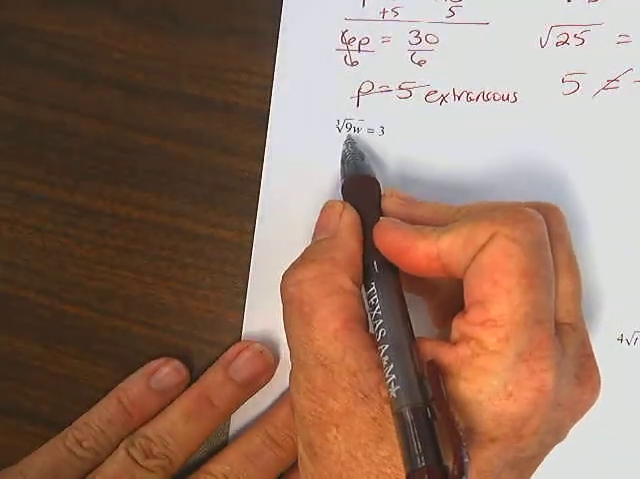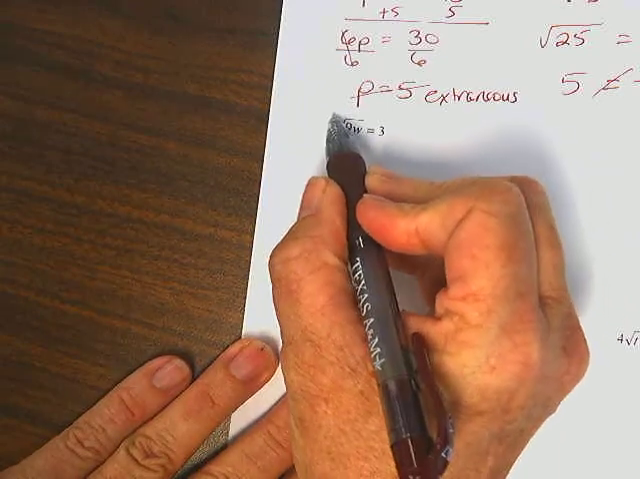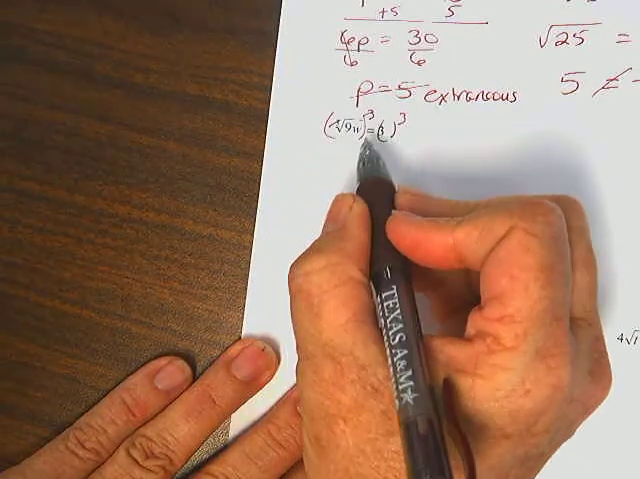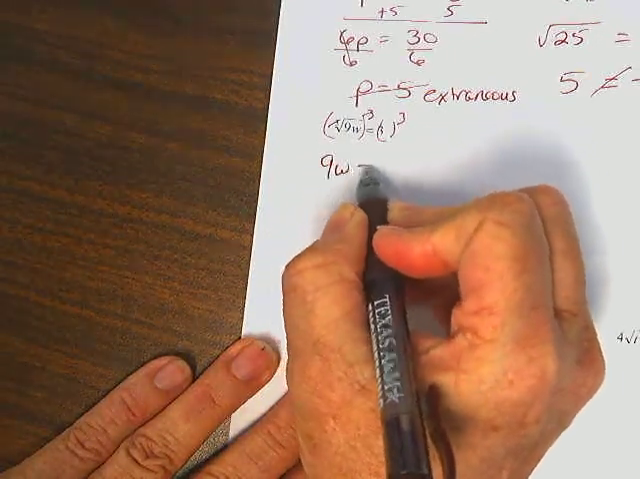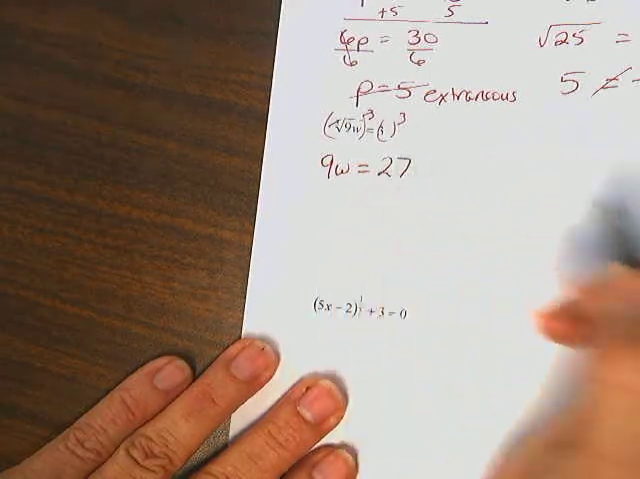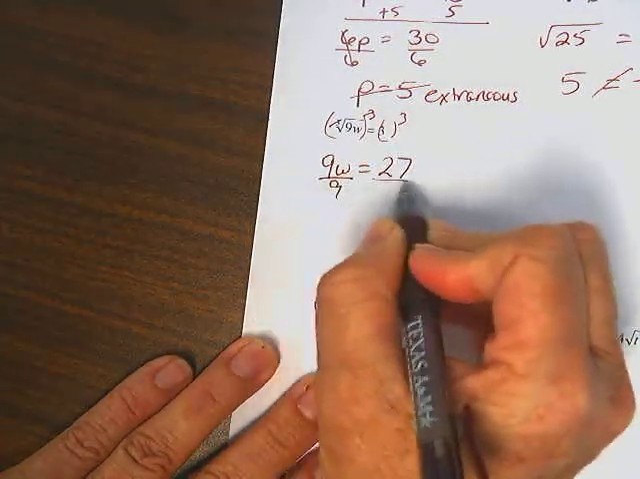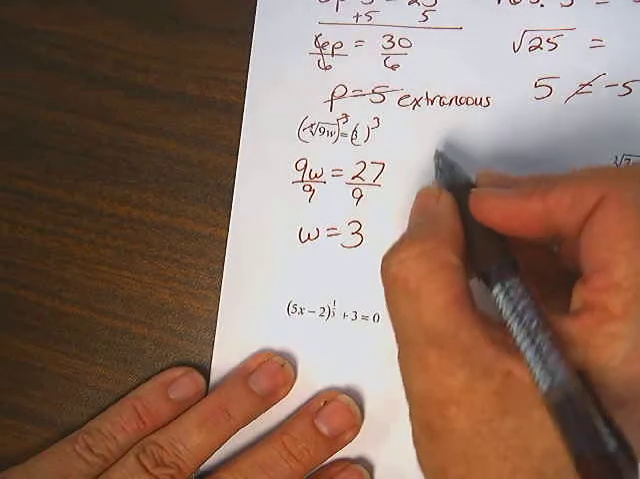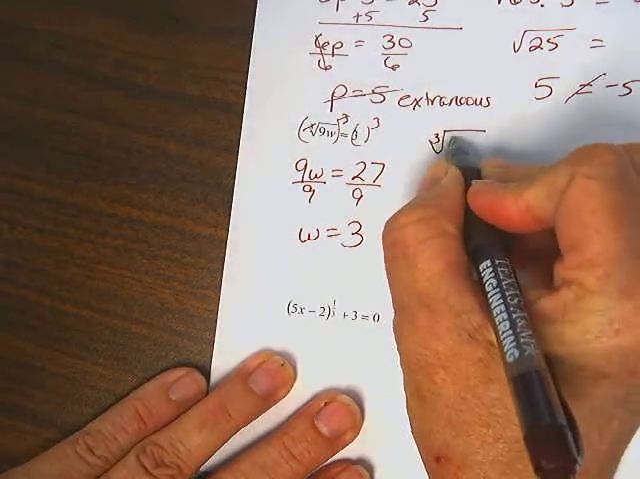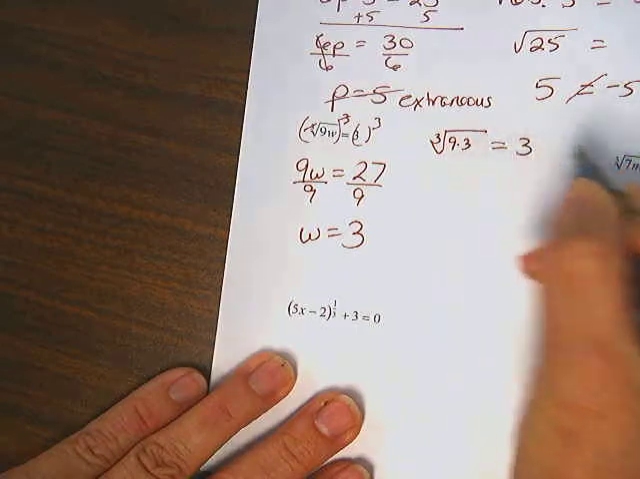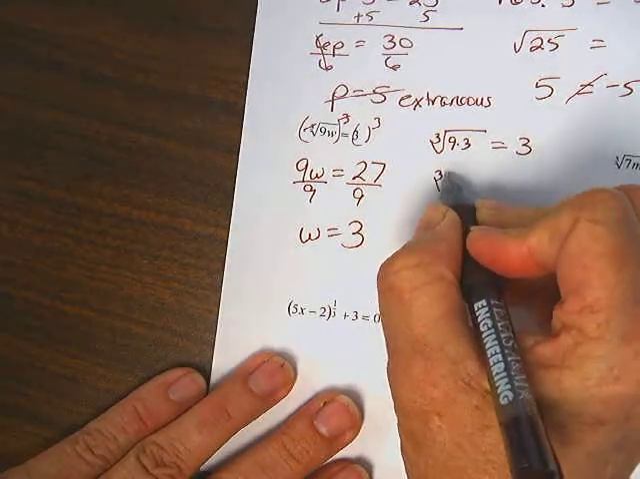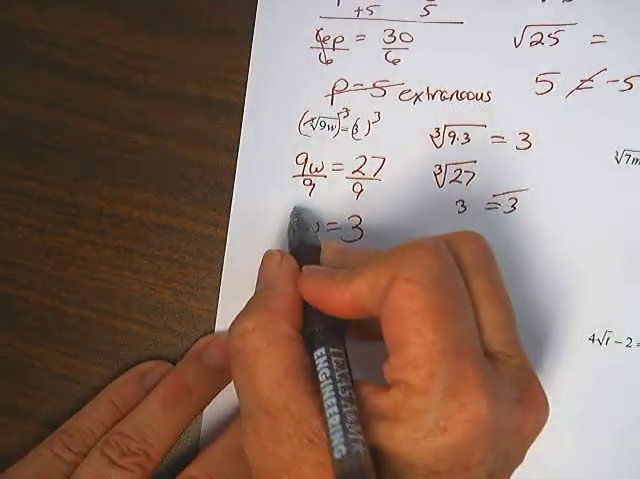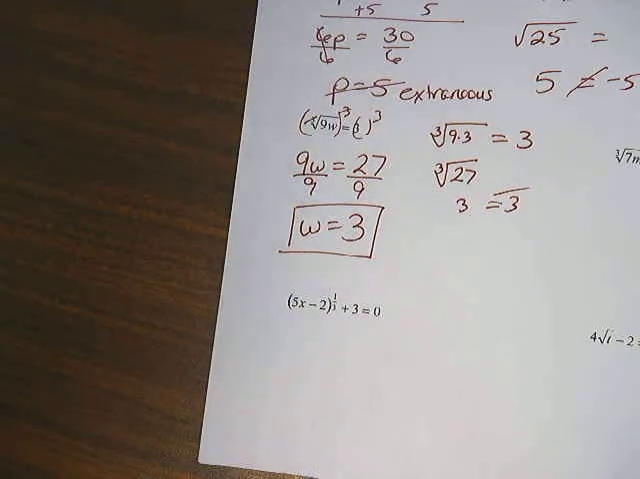Okay, the cubed root of 9w equals 3. I need to raise this one to the 3rd power this time. The cubed and the cubed root cancel, so we have 9w equal 3 to the 3rd power is 27. Divide both sides by 9, and we have w is equal to 3. We want to plug that back in, so the cubed root of 9 times 3, does that equal 3? 9 times 3 is 27. The cubed root of 27 is 3. 3 equals 3, so we're good. Our solution is w equals 3.